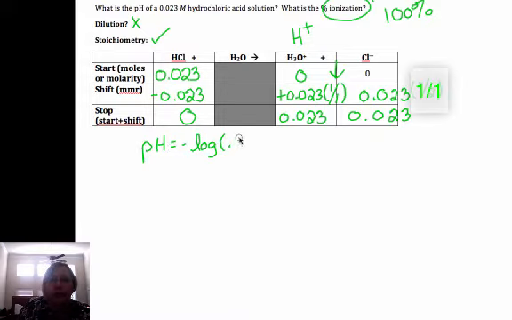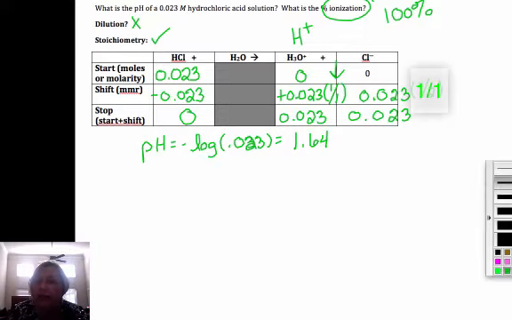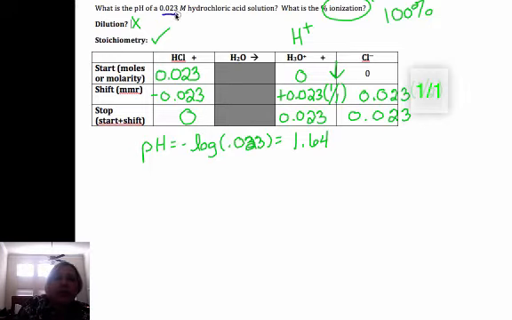pH is equal to minus the log of my H+ or H3O+. And I get 1.64. Now, a quick word about significant figures here. I have 2 significant figures in my original, and when you take the log of a number, it's only the numbers after the decimal point that are significant. That number in front is telling us magnitude. So the numbers afterwards are significant.